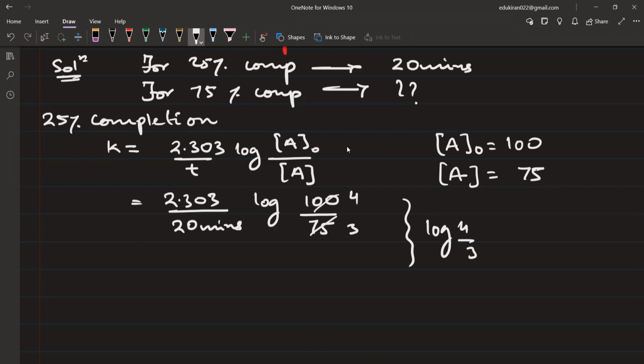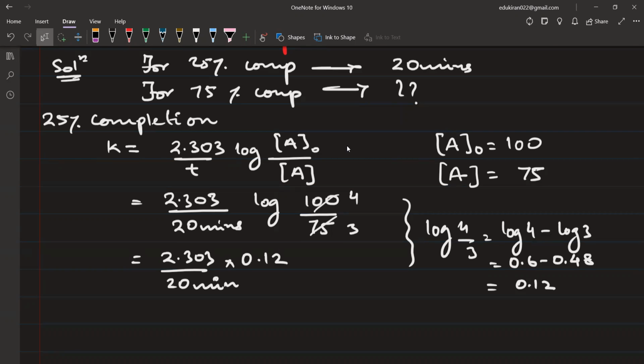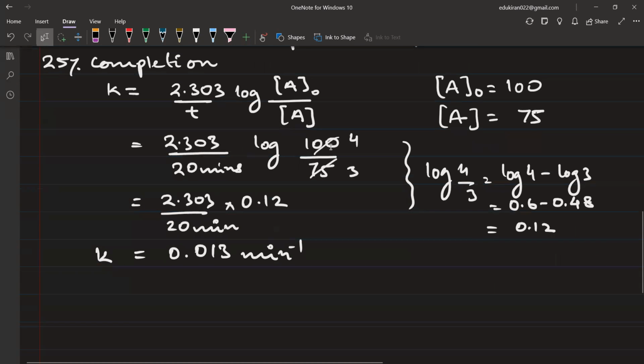So log 4 upon 3 is equal to log 4 minus log 3, which will be equal to 0.6 minus 0.48. This will be equal to how much? 0.12. Then just plug in that value. (20 minutes) into 0.12. Okay, and then when you calculate, you will get this answer as 0.013 minute inverse. This is the value of K for that reaction. For that reaction, the value of K is equal to this much.